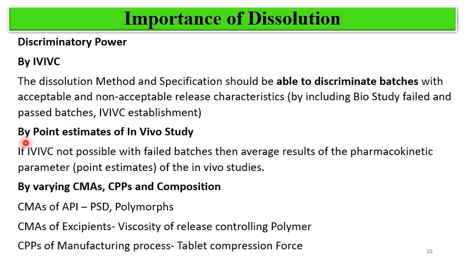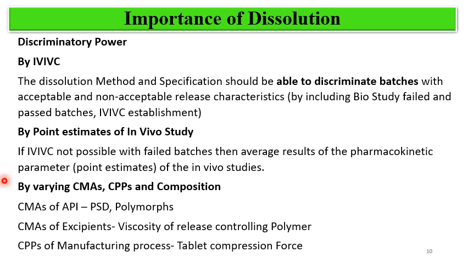Then discriminatory power can be proved by IVIVC, and if IVIVC is not possible with the failed batches, then average results of the pharmacokinetic parameters of the in vivo studies are taken into consideration. These are known as point estimates, and for point estimates, the Cmax, the dissolution profile in vivo, that is plasma profile, and AUC parameters are considered, and based on that the dissolution specifications are set, and based on the dissolution specifications, discriminatory power is proved.